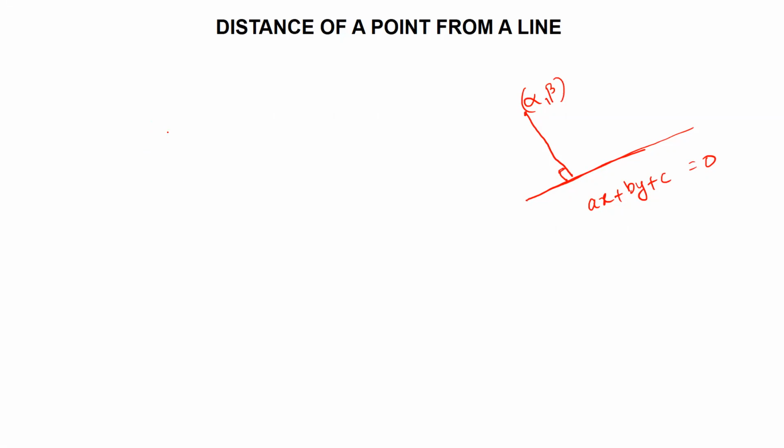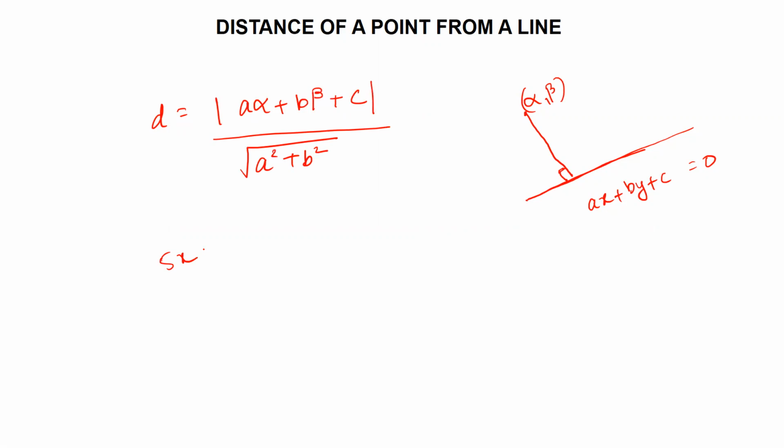So the formula is, suppose the distance is d, then the distance is given by modulus of a alpha plus b beta plus c divided by root over a square plus b square. Okay, so the formula says something like this. Suppose that I have a line 5x plus 2y minus 8 is equal to 0, and I want to find out the distance of this line from this point, suppose minus 3 comma 2.